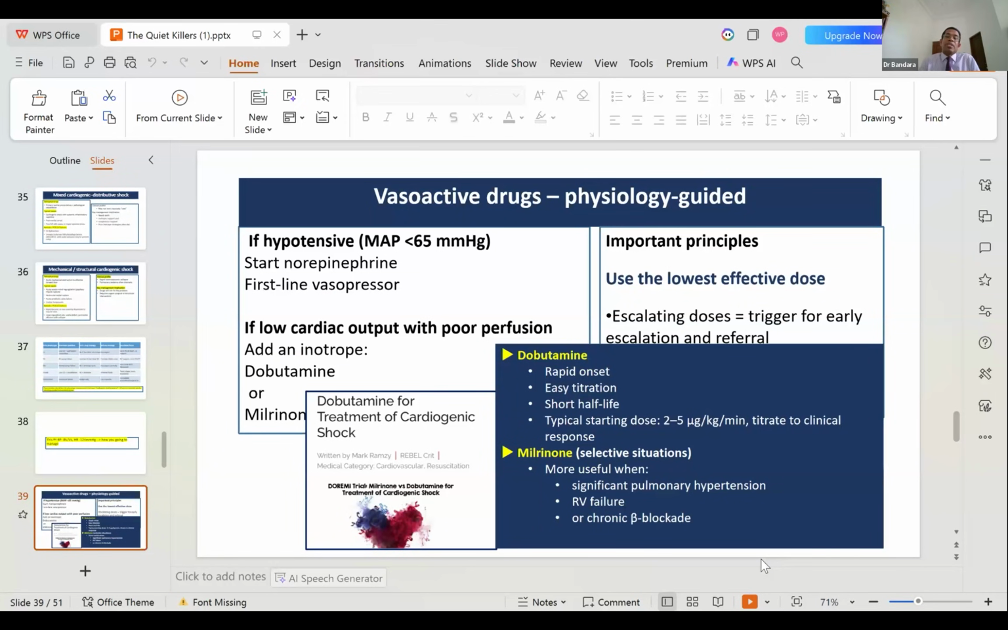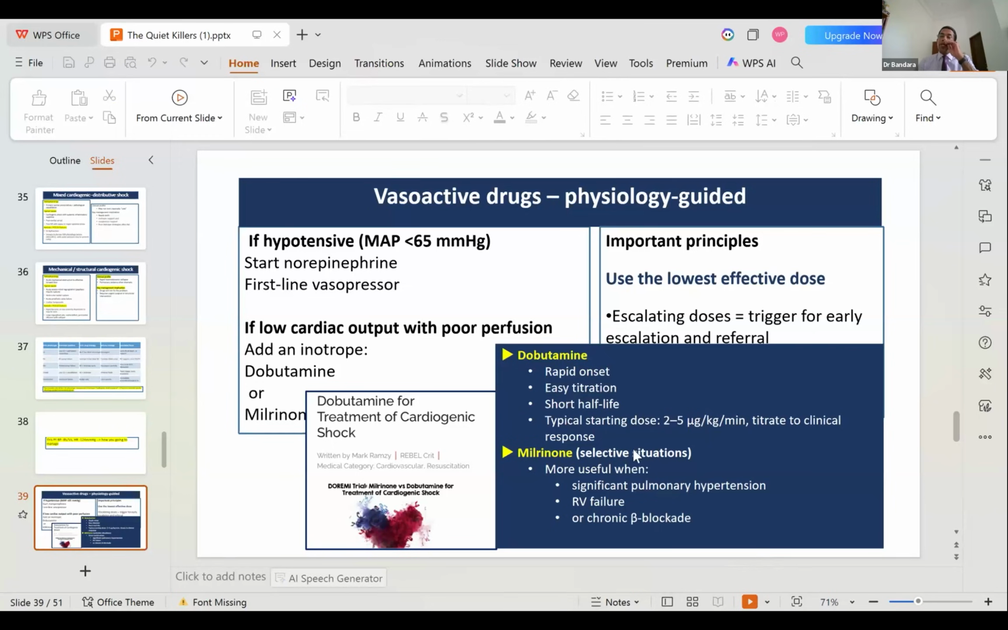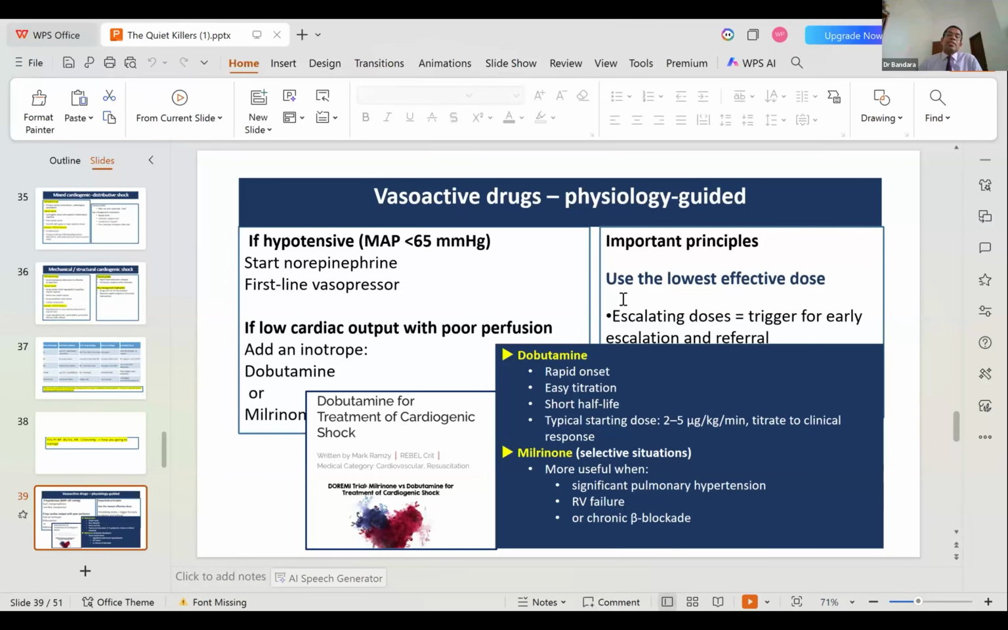You know the DOREMI trial, which is for cardiogenic shock. It showed the same efficacy for dobutamine and milrinone. As I mentioned before, if the patient has low blood pressure, low mean arterial pressure with hypotension, please start norepinephrine first. The first line agent is not dobutamine. So start norepinephrine and maintain the blood pressure. Then you can add the dobutamine.